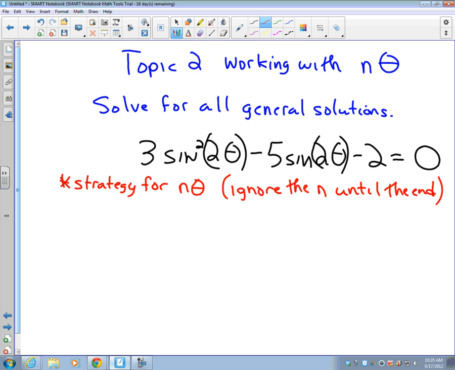You ignore the n right until the end. Good. And at the end, you're just going to divide your answer by n. And the last step is dividing the solution by n. Okay, so that's the key here.